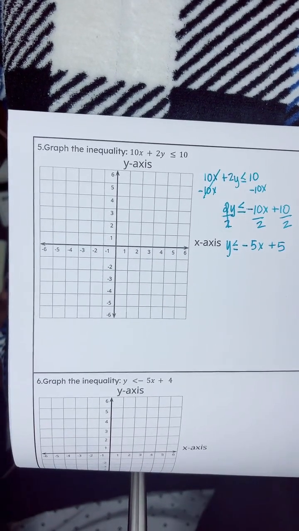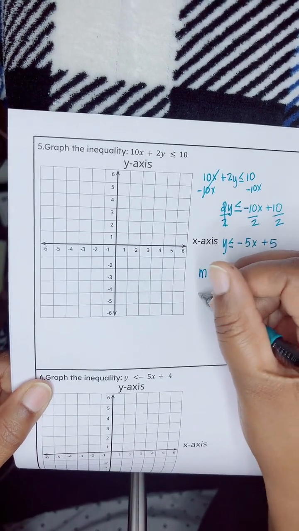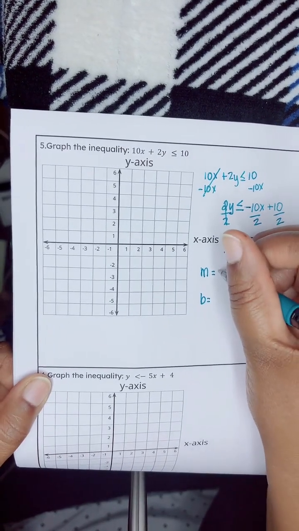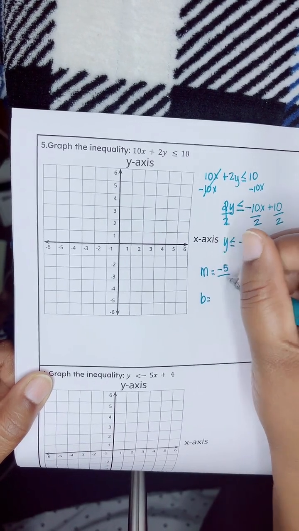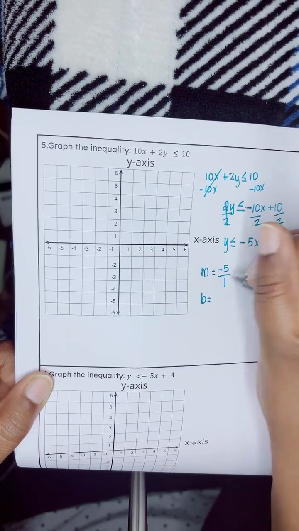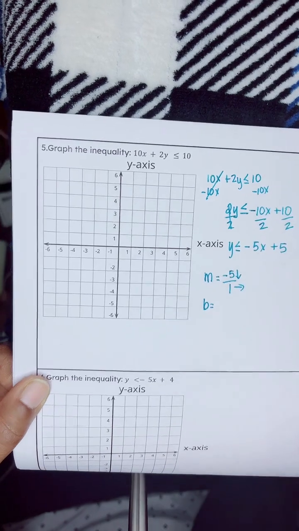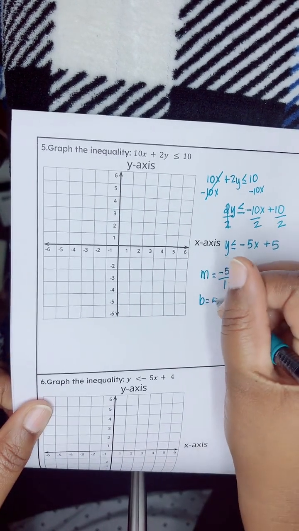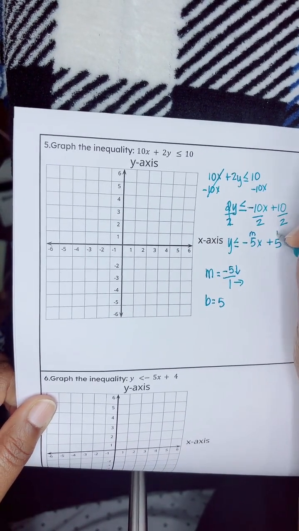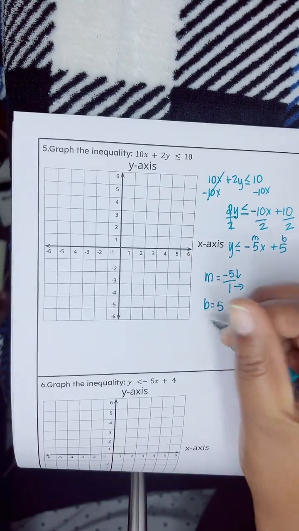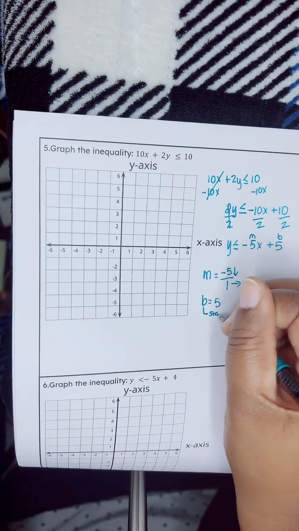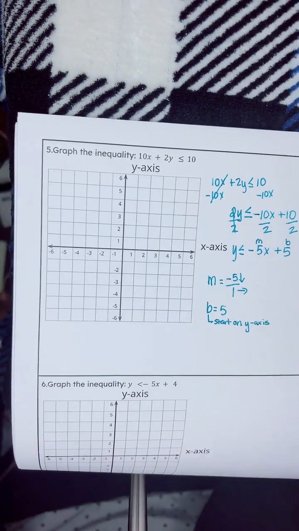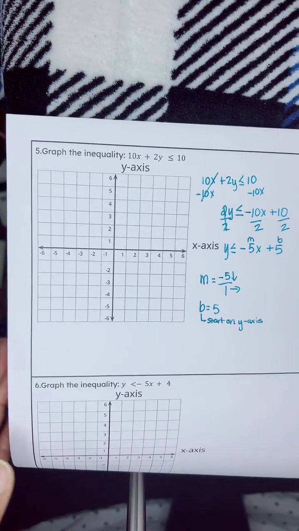All right. Now we need to identify our slope and our y-intercept. So my slope is negative 5 over 1. I'll be going down to the right. And then my b is 5, okay? This is your m, this is your b. This is where you start on the y-axis. Okay, that's where you start on the y-axis.